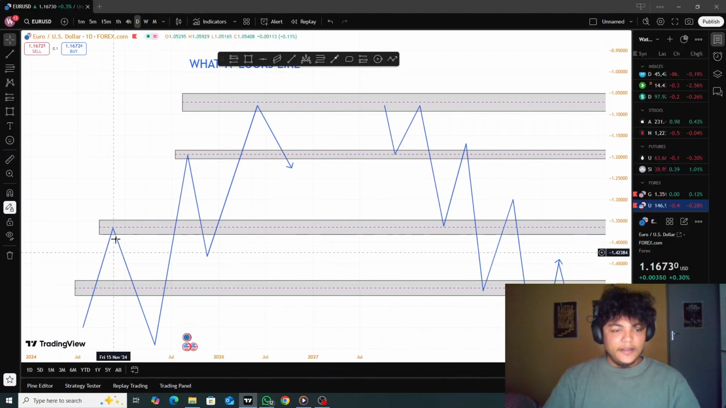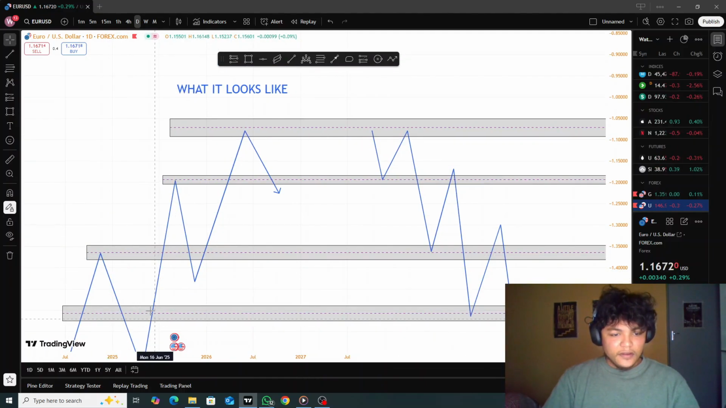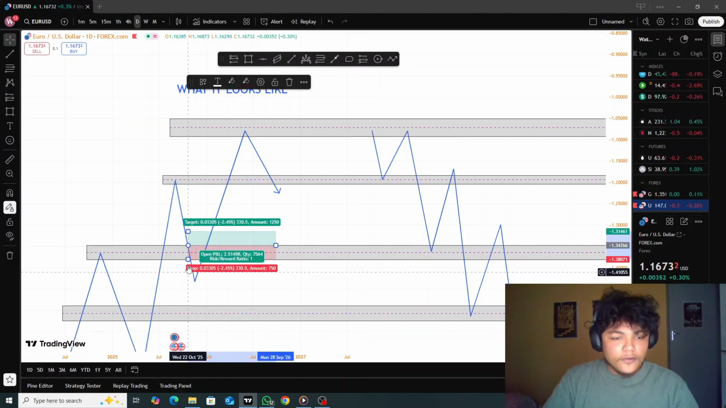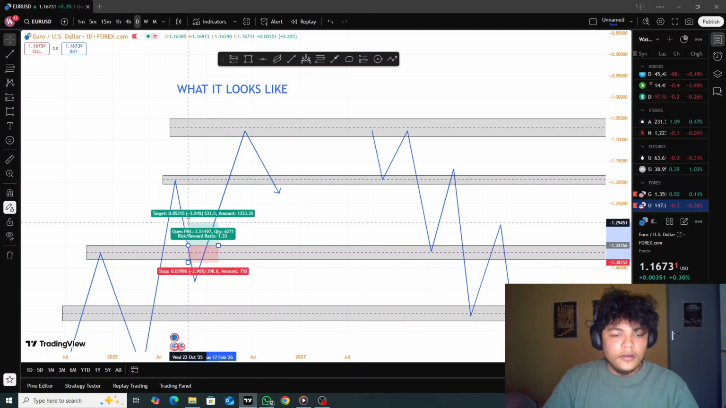So you will see here we have the resistance level. It broke through the resistance level. It comes down. Now at this level, I want to buy it because we are in an uptrend. Stop loss below this level. And what happened? Target the 1 to 3 ratio.